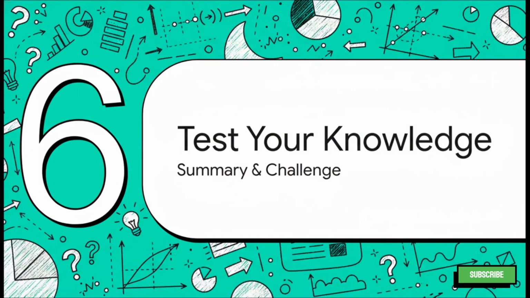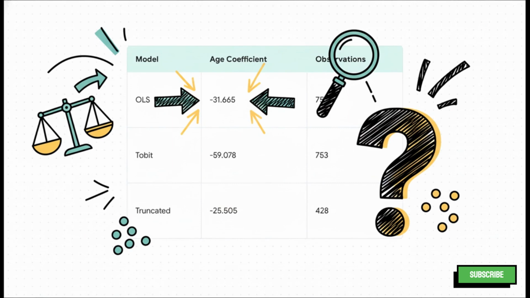Okay, let's pull all these threads together and see just how big of a deal it is to use the right model. This is where it all clicks into place. Okay, this slide right here, this is the aha moment. Just look at the coefficient for age across the 3 different models. Our standard, but totally wrong OLS model says the effect is around -32. But the correct model, the Tobit, says the effect is almost double that, at -59. And the truncated model, which just throws out all the zeros, gives us yet another different answer.